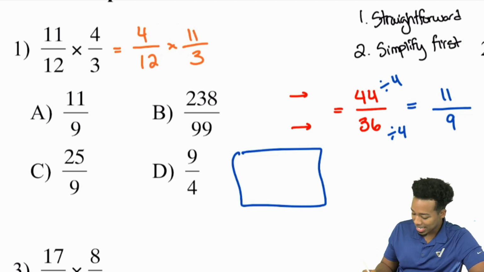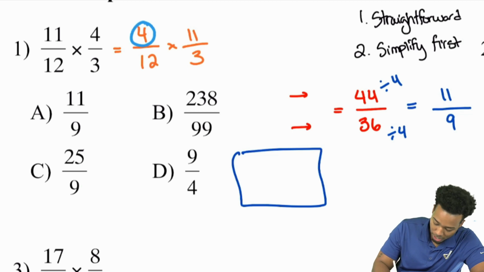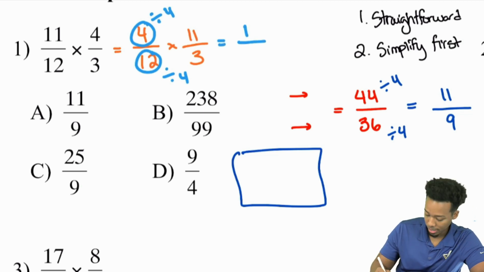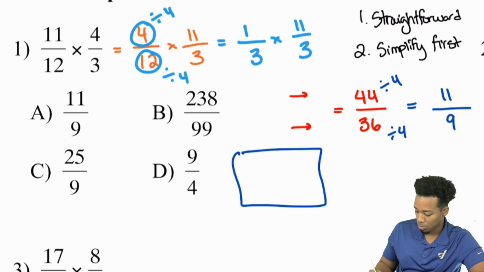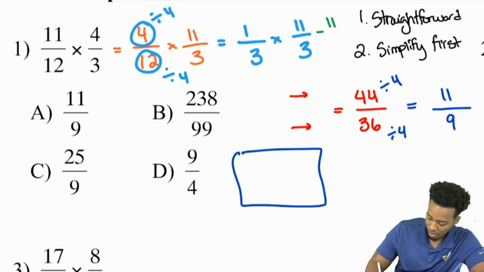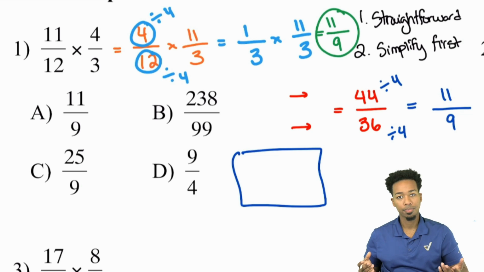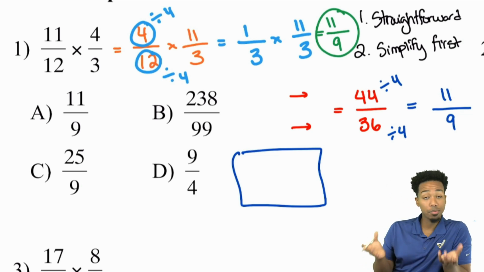You can simplify already right here, 4 and 12, you can divide them both by 4. And so you can turn this problem into 4 divided by 4 is 1, 12 divided by 4 is 3, and so you have 1/3 times 11 over 3. And when you do the math, 1 times 11 is 11, 3 times 3 is 9. And there you go. What I just did was the same process.